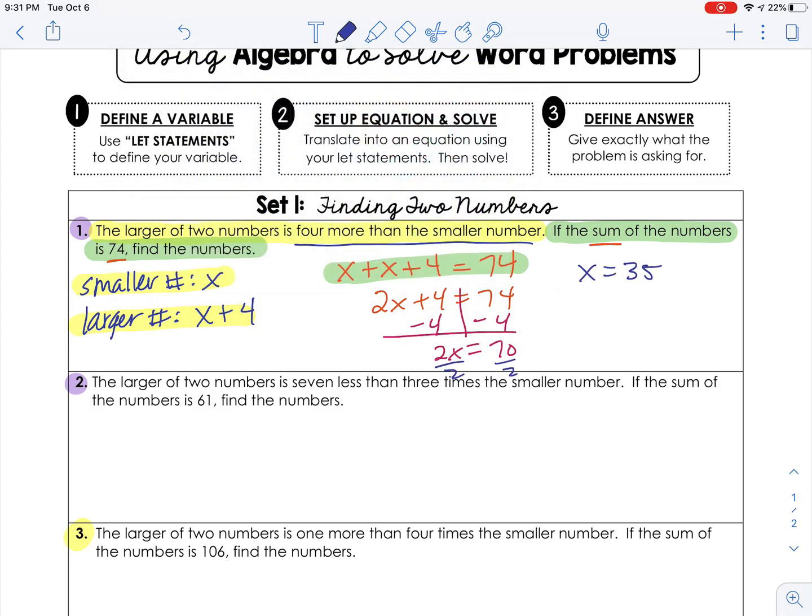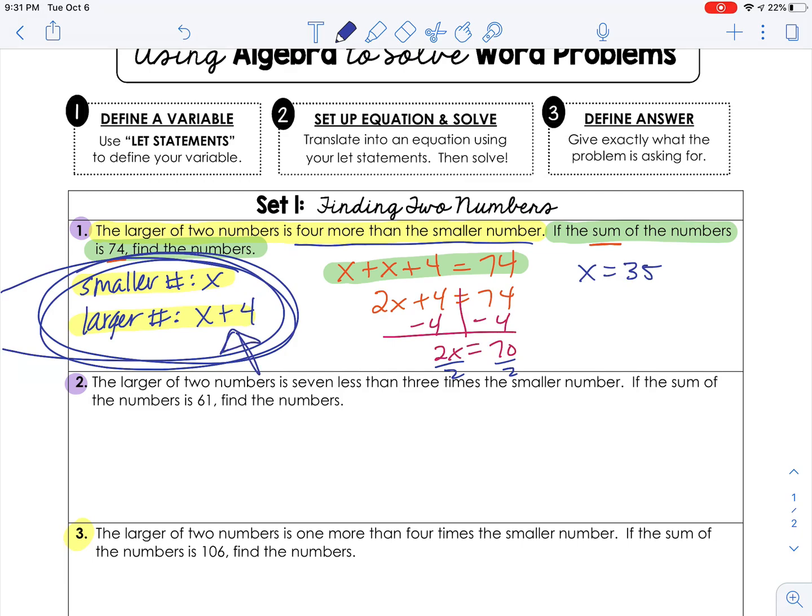X equals 35. So once I get my first answer, I have to pause for a moment and think back. X is 35. What does that mean? What did I let x represent? I have to come back over here. X represented the smaller number. So I know that the smaller number is 35. Now I'm supposed to find both numbers.